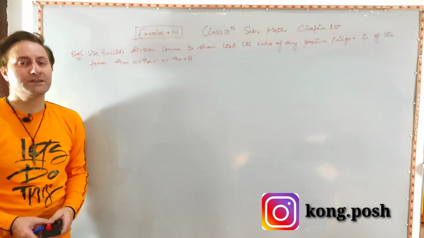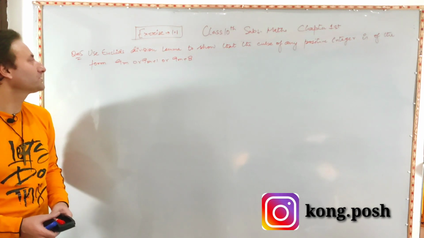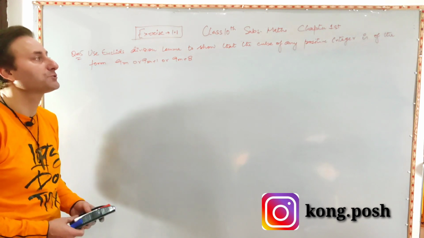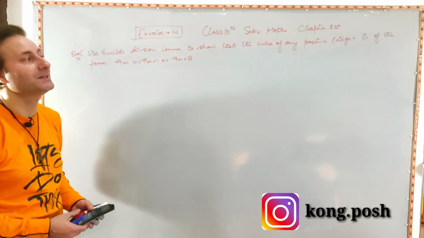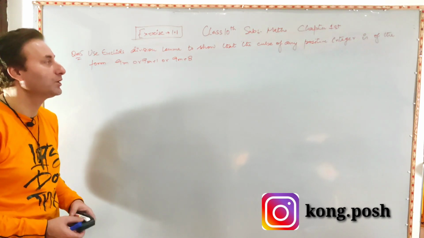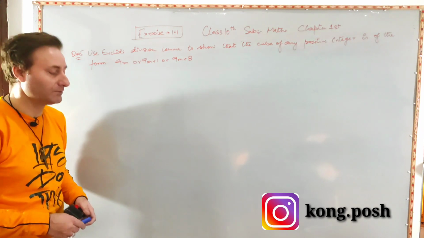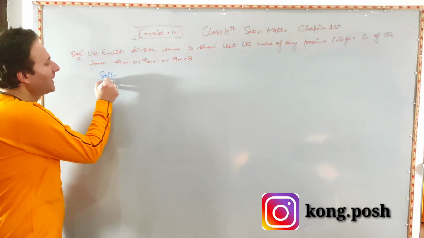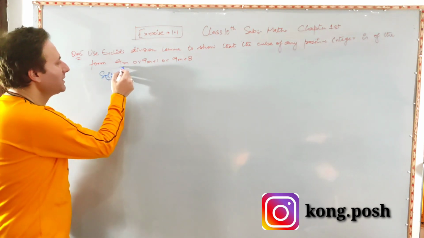Alright guys, so we have the last question of the exercise, that is question number 5. What does it say? It says use Euclid's division lemma to show that the cube of any positive integer is of the form 9m or 9m plus 1 or 9m plus 8, right? So I'll just solve it quickly. Before that, I just want to tell you one small thing. Here we have a 9.